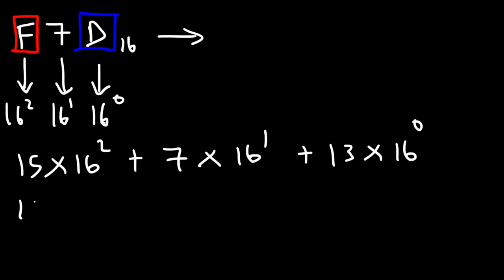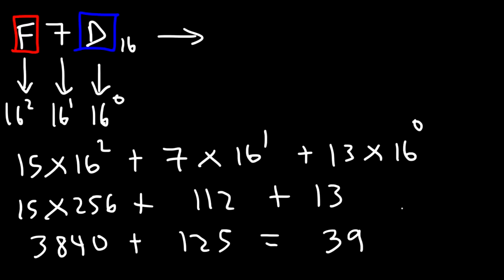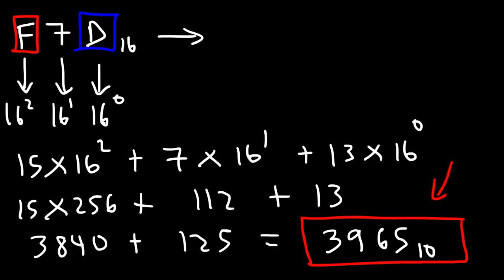Now 16 squared, we know it's 256. And 7 times 16, that's 112. And this is 13 times 1, which is 13. 15 times 256, that's 3,840. And 112 plus 13, that's 125. So if we add 3840 plus 125, that will give us a final answer of 3965 in the base 10 system. So that's it for this example.